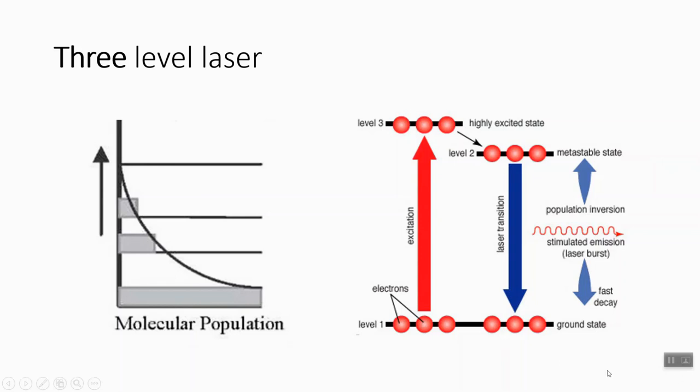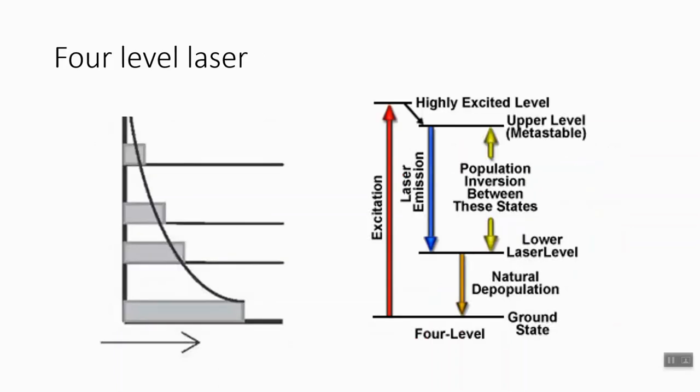Hence, it is not possible to continuously maintain the upper laser level more populated than the lower laser level. So, the output of a 3-level laser is not continuous but consists of pulses of laser light. A 4-level laser system is illustrated in this figure.